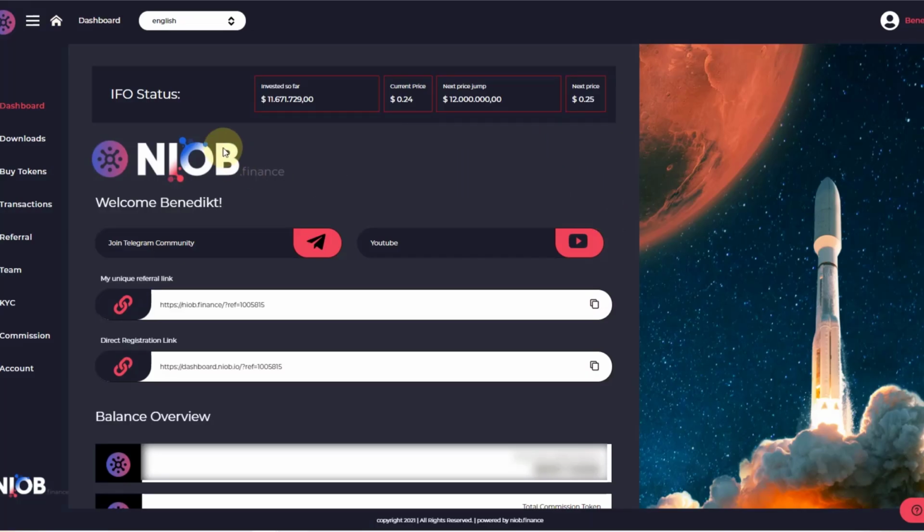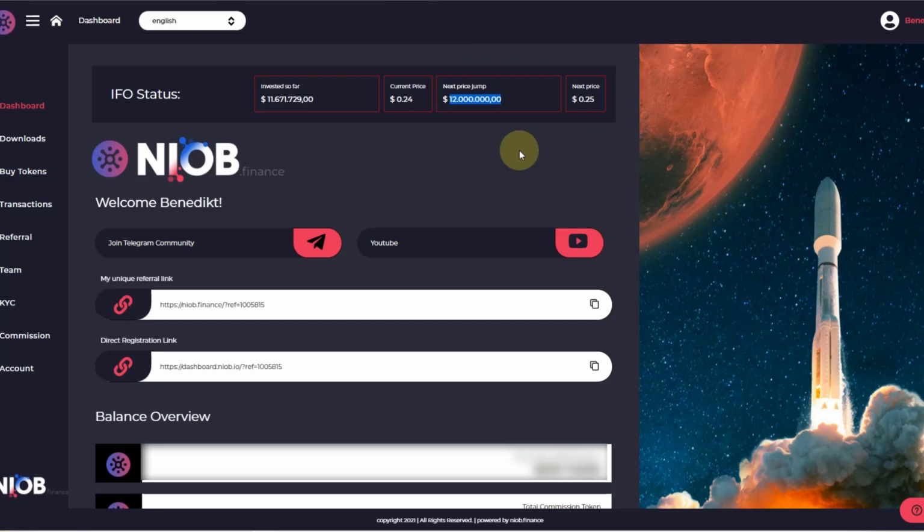So we're here currently just on the main dashboard. Just want to show you that we're currently at the price of 24 cents. When I started to cover this project, we were at 16 cents in the pre-sale. We're now at 24, and the next price jump will be at 12 million US dollars, which probably will be reached in the next couple of days. Then we are at 25 cents. The launch will be on the 21st of December.